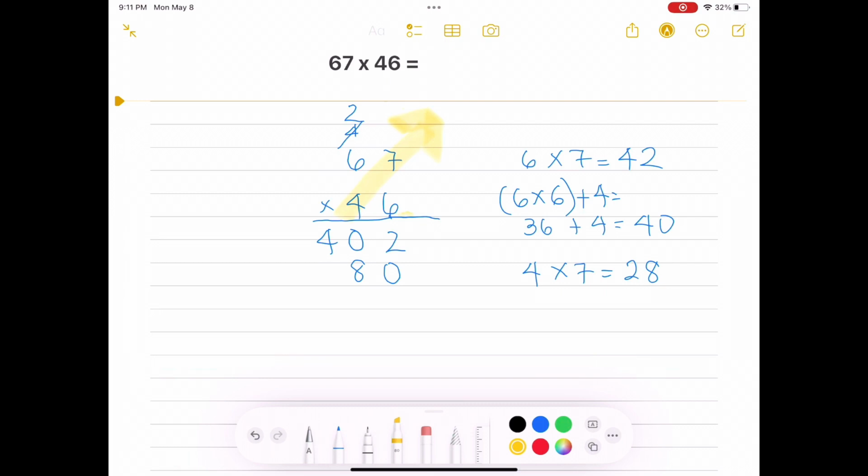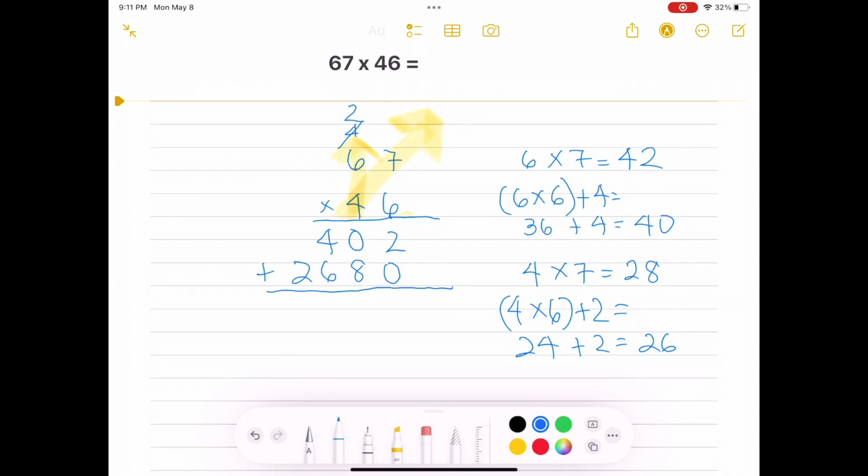And now we're finally ready to multiply the two tens digits together from the lower number to the number on top. So it's 4 times 6 plus the 2 that was carried from before. 4 times 6 is 24 plus 2, which is 26. Write down 26. And now we add those two rows of numbers together, starting with the ones place.